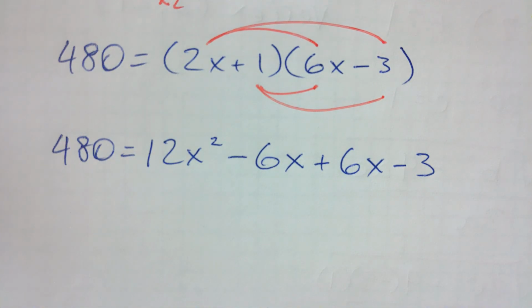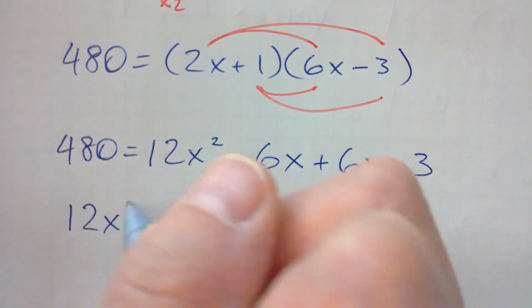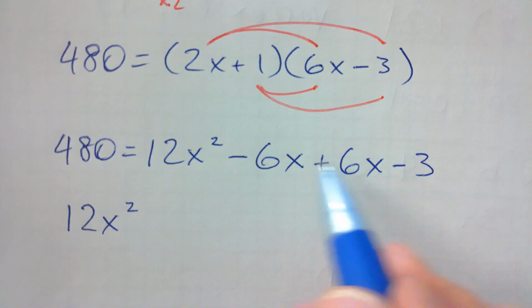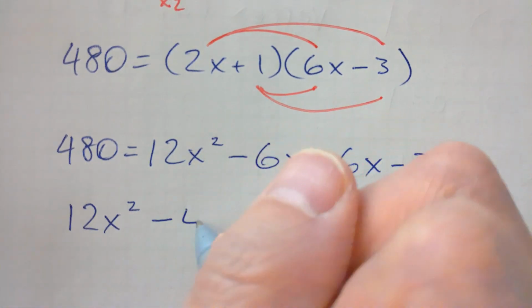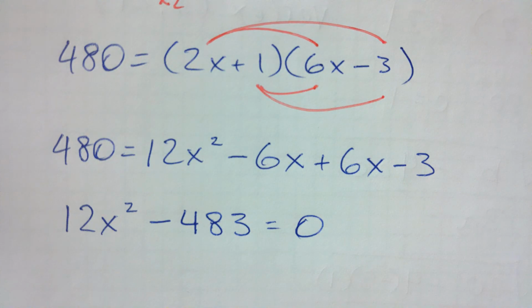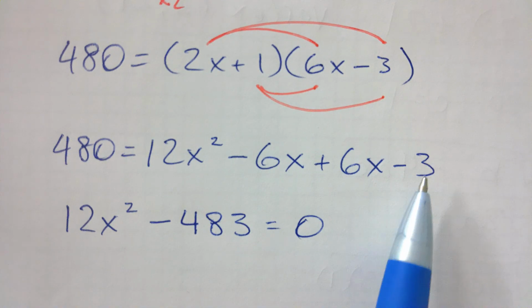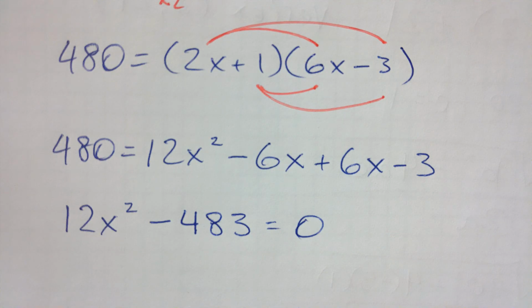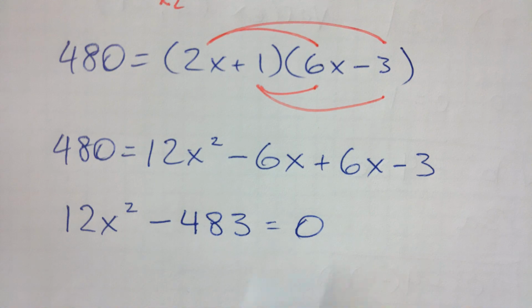Okay, is this in standard form? No, I have to move everything over to one side so that I get it in standard form. So 12x squared, these cancel out. So negative 3 minus 480, I get this. Okay, does that make sense? I moved the 480 over to the other side so that everything is on the same side. These two cancel out, so then I get this.